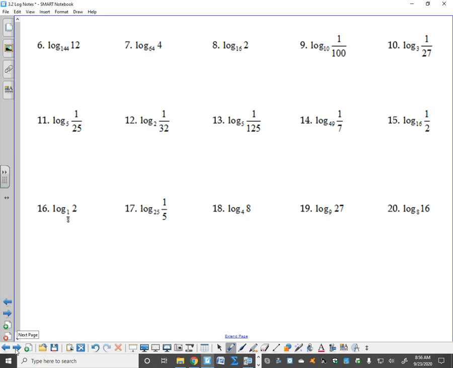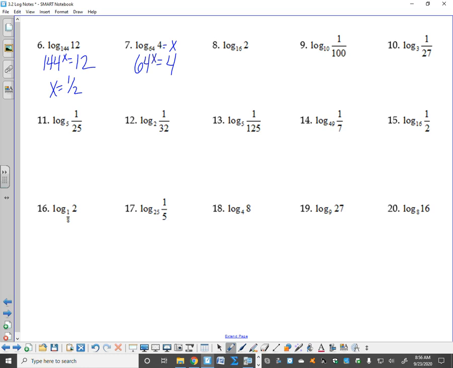Okay, number 6. 144 to the something equals 12. Well, I know the square root of 144 is 12, so x needs to be a 1/2 because that would make me square root it. Okay, 64 to the something equals 4. And again, I'm setting it equal to x and I'm solving it.